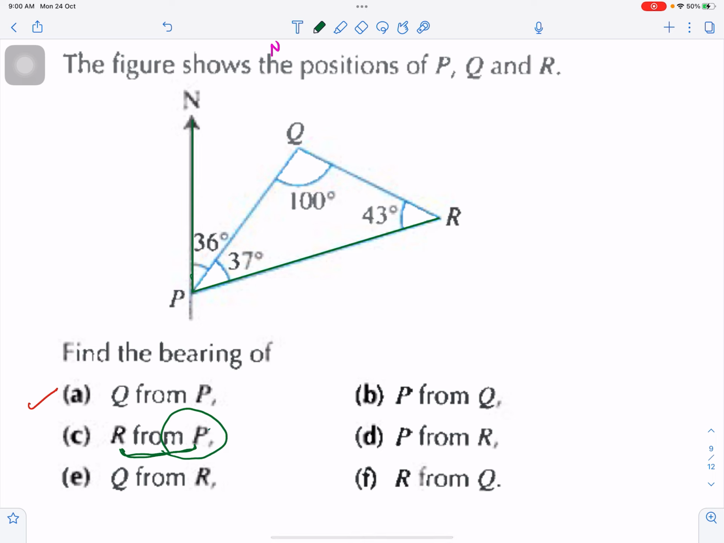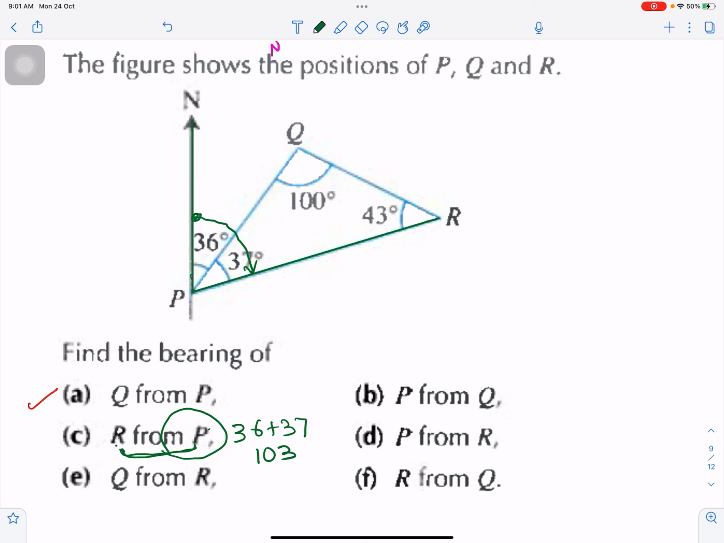So I have to measure bearing of R from P. I will draw a measure from north at P till the line PQ, sorry, PR. So this is easy. It is 36 plus 37. Both are given to you here. So it is 103, right?